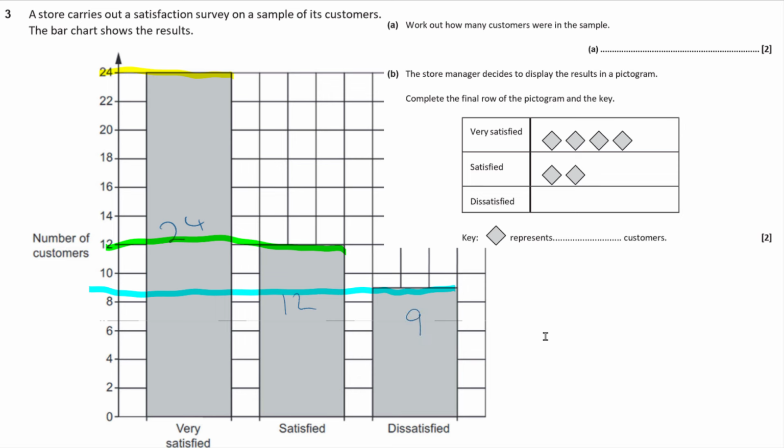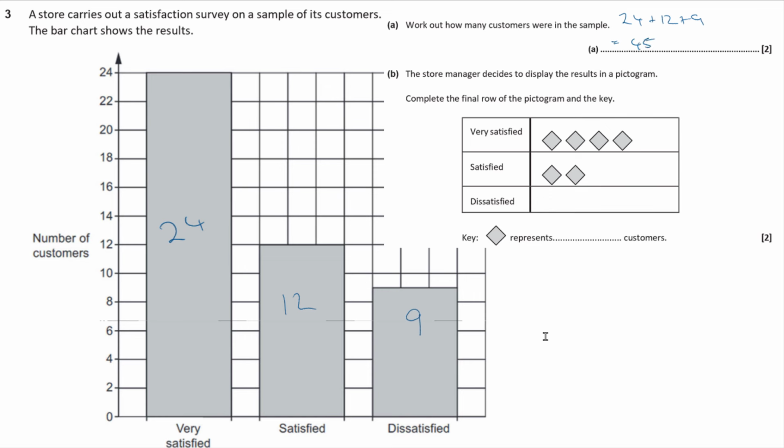Okay, so let's just get rid of those colored lines. So I got 24, 12, and 9. I'm going to have to add those together, and that's going to be the total in the sample, then, isn't it? So 24 plus 12 plus 9. What's that then? So 24 plus 12 is 36, plus 9 is 45, so that's equal to 45.